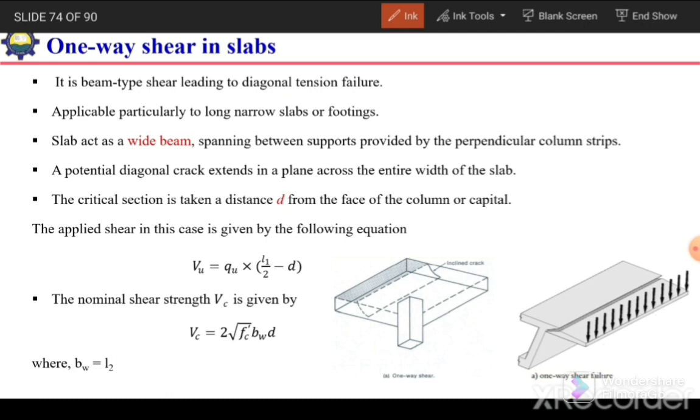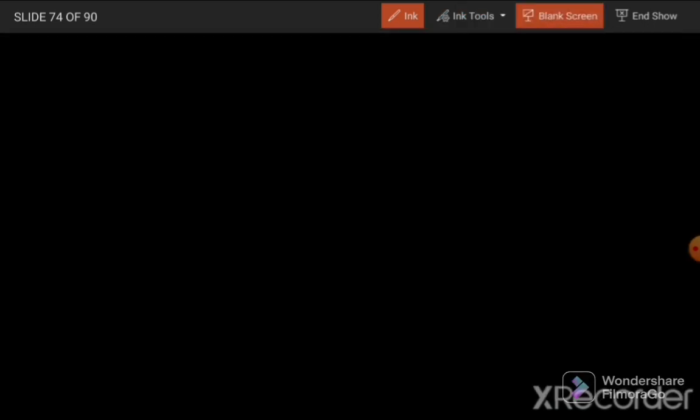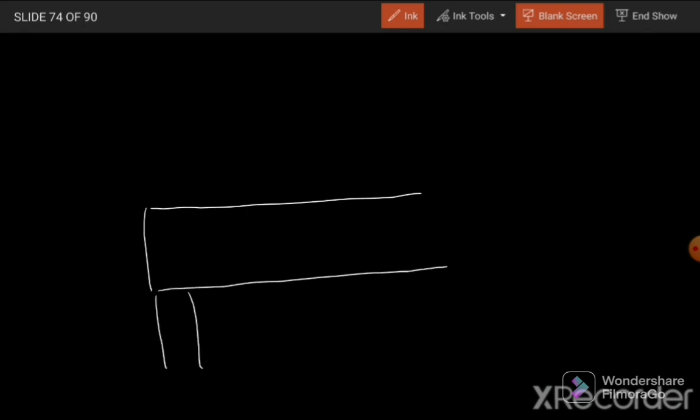Next is one-way shear in slab. It is a beam type shear leading to diagonal tension failure. This type of shear is similar to the shear in case of beams, and it causes diagonal tension failure. If we see in case of beams, we have the scenario like this. If here we have a support, a diagonal crack appears at about 45 degrees and causes the failure.